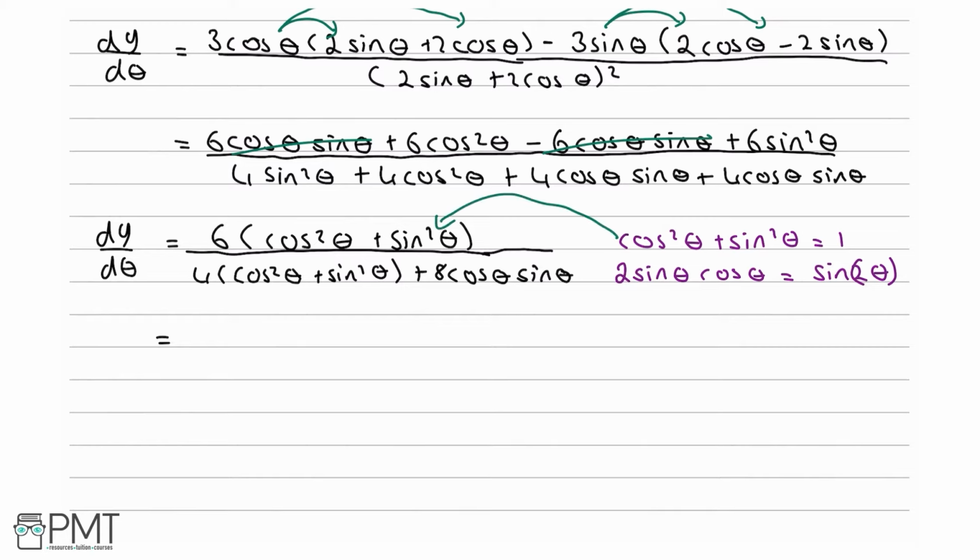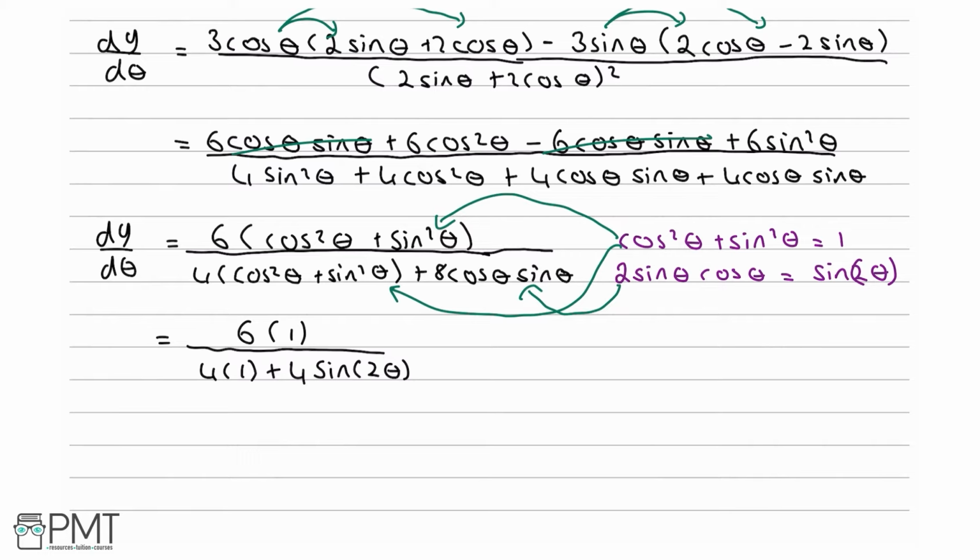So this becomes 6 times 1 over, again, 4 cosine squared theta sine squared theta. So this will become 4 times 1. And then 2 sine theta cosine theta can be used to do 8 cosine theta sine theta, because 8 cosine theta sine theta is the same as 4 times 2 sine theta cosine theta, which is just going to be plus 4 times sine 2 theta, like that. Okay, so what we can do is we can just rewrite this.